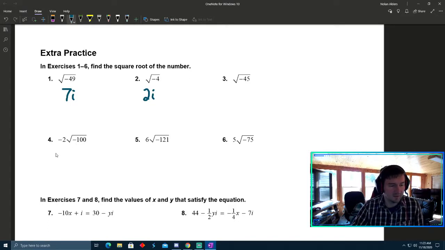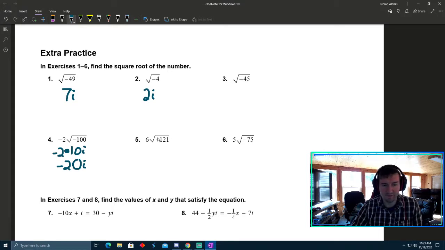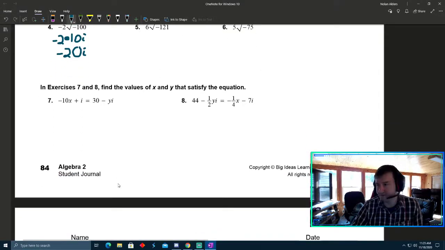So we'll have negative 2 out front. So it's negative 2 times, and then what's the square root of negative 100? Well, remember, this is supposed to be a times, not a minus. It's going to be 10i, right? So we can multiply these together. Negative 2 times 10i is negative 20i. All right. So there you go, and you can just fill the rest of these in. 3, 5, and 6 I'll let you practice on.